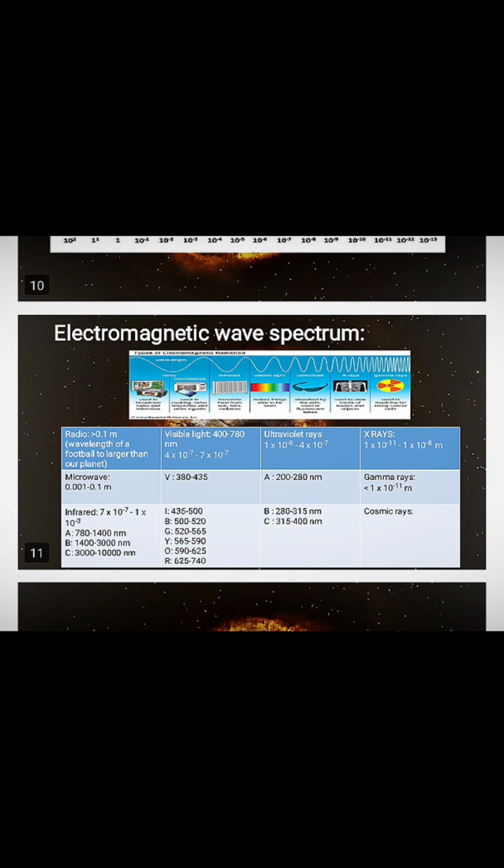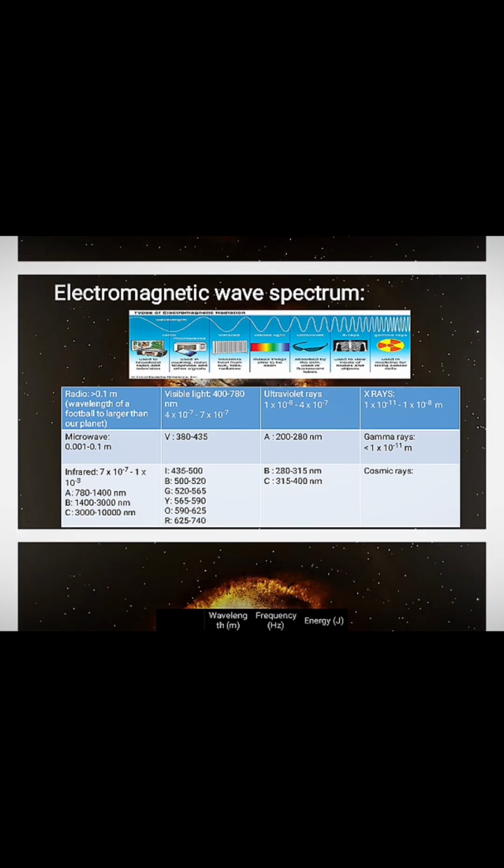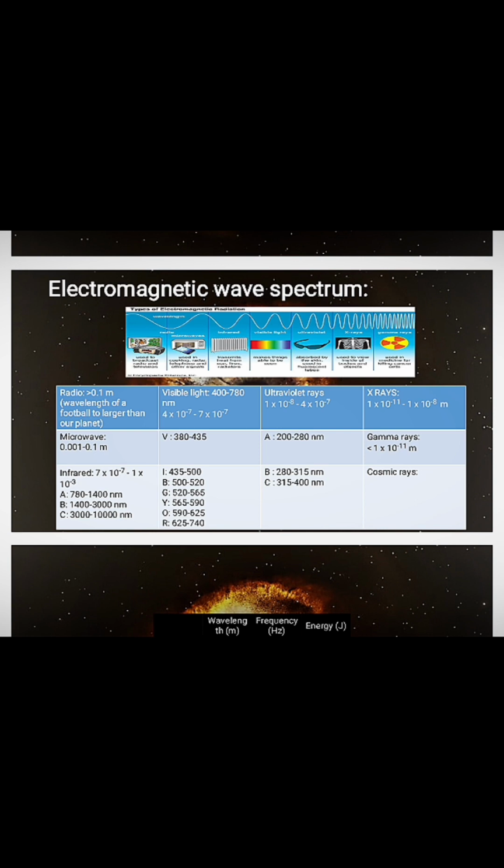This picture is showing the electromagnetic wave spectrum with their wavelengths. So radio waves, as we have discussed, have the longest wavelength, that is more than 0.1 meter. Microwaves have it in the range of 0.001 to 0.1 meter. The infrared region can be divided into three types, A, B and C.